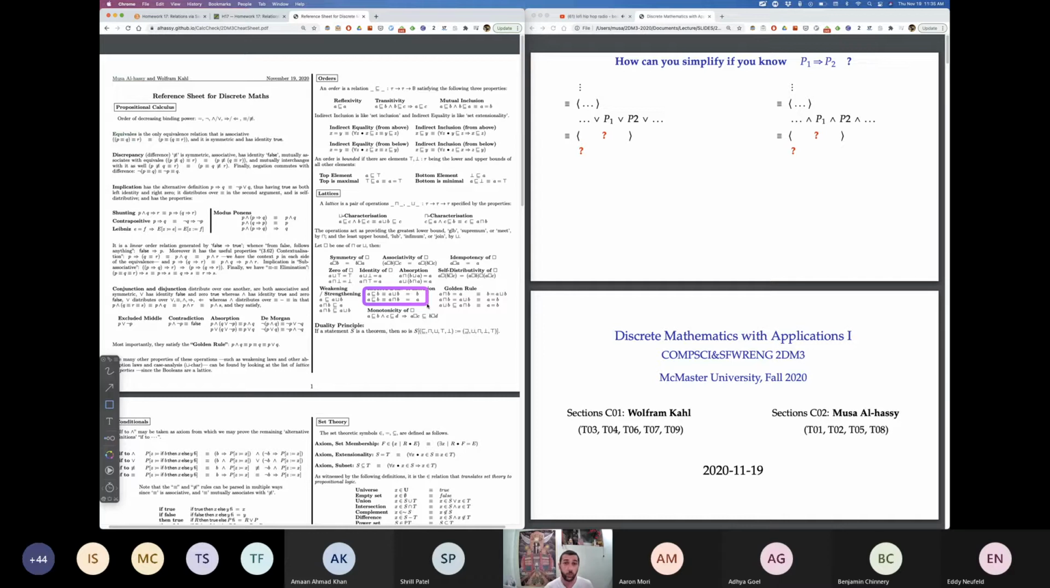This is a very useful property to keep referring back to. It works with OR, it works with union, it works with relational union, it works with maximum, it works with lowest common denominator, lowest common multiple. So a lot of things that satisfy the lattice interface.